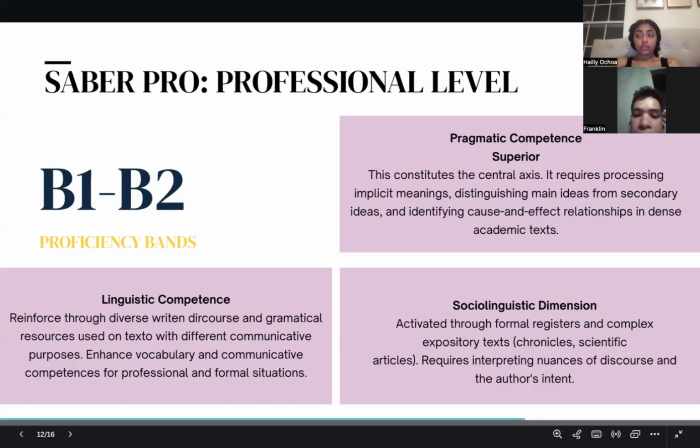And also about the sociolinguistic dimension, we have to take into account the formal registers and the composite exposition of different types of texts. It could be chronicle texts, scientific articles, and other types of informative texts which are going to be very important. That's why it requires interpretation of different discourses, and different methods of communication used by different authors, or even by other students. They have to learn how to use the sociolinguistic competence in order to use the language to express emotion, to express thought, or to share more information. That's why the sociolinguistic dimension is very important for evaluation during Saber Pro test assessments.